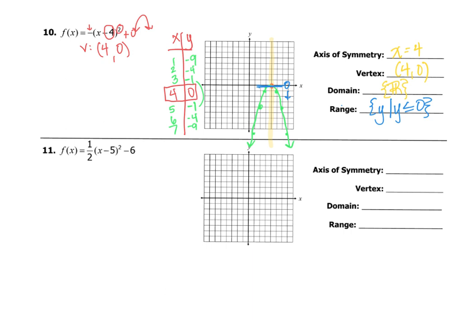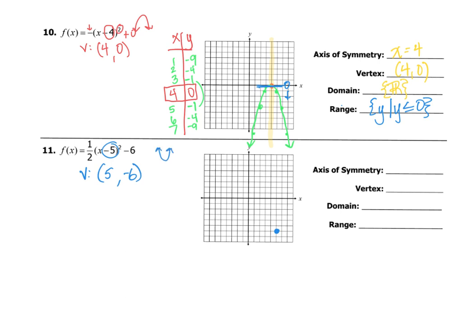Okay, number 11. Again, this is in vertex form. I can find the vertex. We have 1/2 times x minus 5 in parentheses squared minus 6. So let's find our vertex from here. The x value that's going to come out if it's negative 5 would be positive 5. The y value is negative 6. Okay, so 5 to the right, 6 down. Puts us right here. I know that it will be opening up.